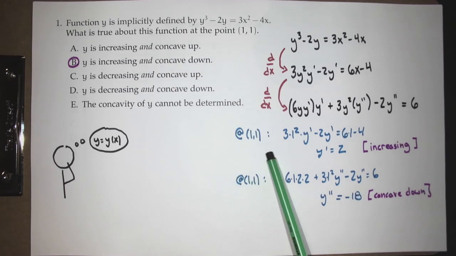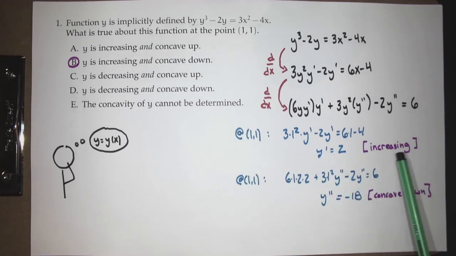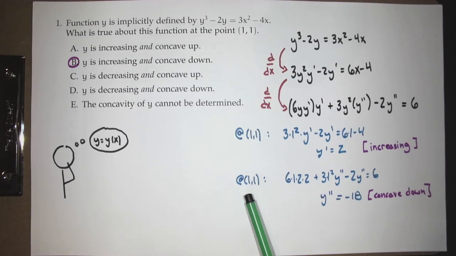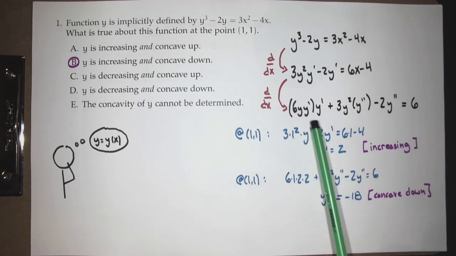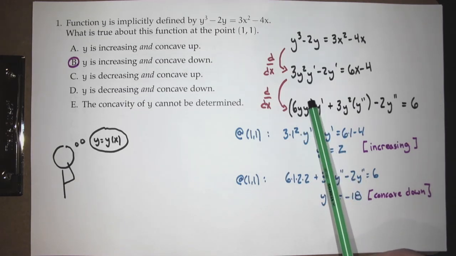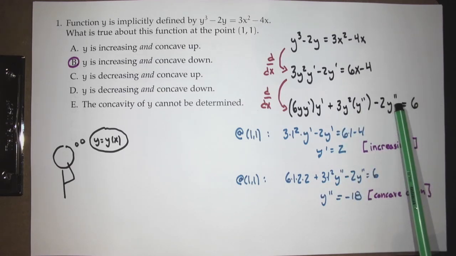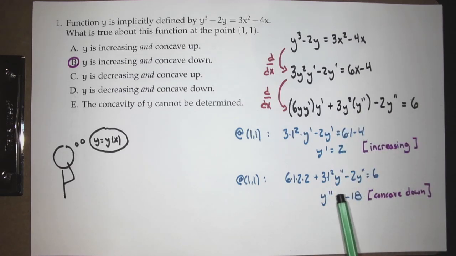Now plug in 1, 1, you get y prime equals 2. So we know we're positive, we're going up. At 1, 1, we know y prime equals 2, so you can plug in the 2. And we also know that y equals 1, so we can plug those values in. We get y double prime is negative 18, concave down.